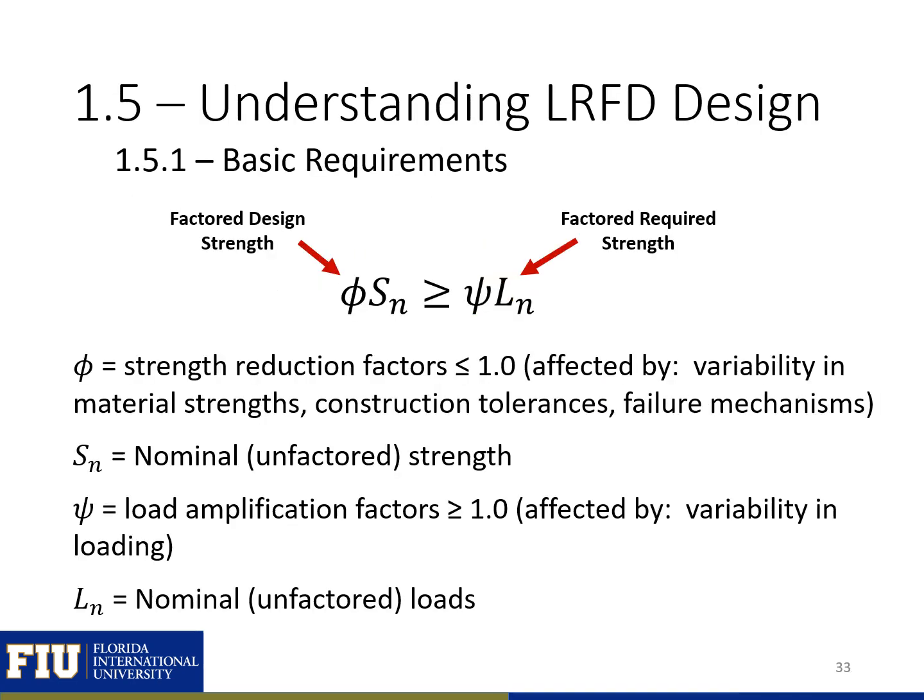The next topic we're going to focus on is understanding the LRFD design procedure and how it was developed. The basic requirement for LRFD is that our factored design strength is greater than or equal to our factored required strength. So our strength reduction factors are less than 1, and these account for variability in our material strengths, construction tolerances, and failure mechanisms. And our load amplification factors are typically greater than or equal to 1, and these are affected by our variability in our loading.